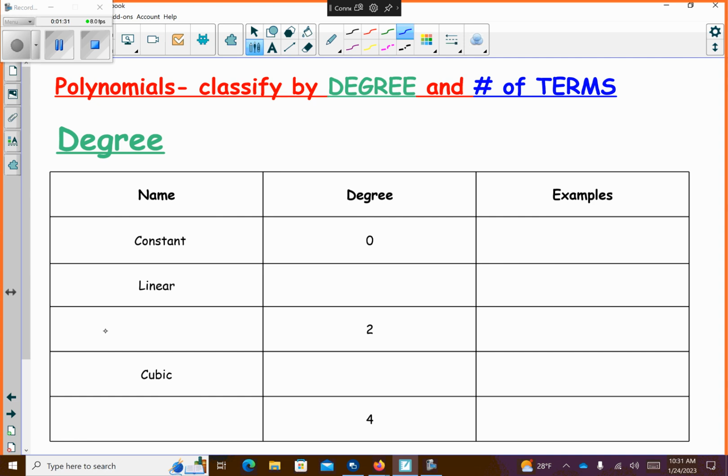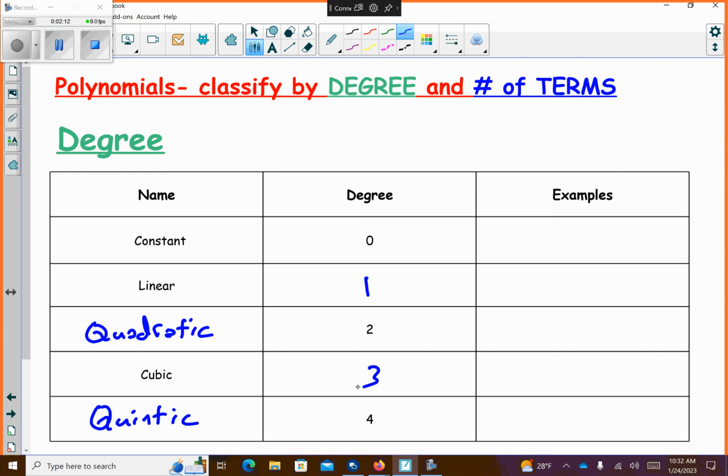So you have constant, linear, quadratic, cubic, and quintic. Now, friends, I'd say the first three are the most vital to know: constant, linear, or quadratic. And then degree, 0, 1, 2, 3, 4. Polynomials can go up to whatever degree, and I'll explain what a degree means in a minute.